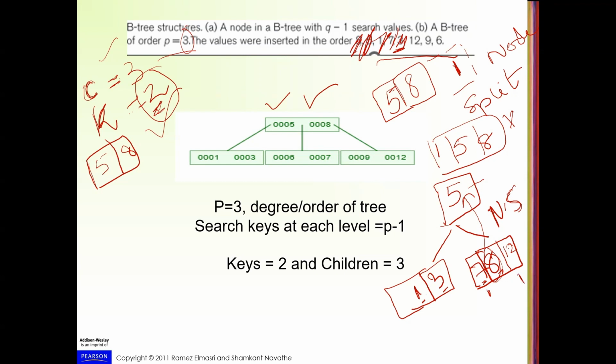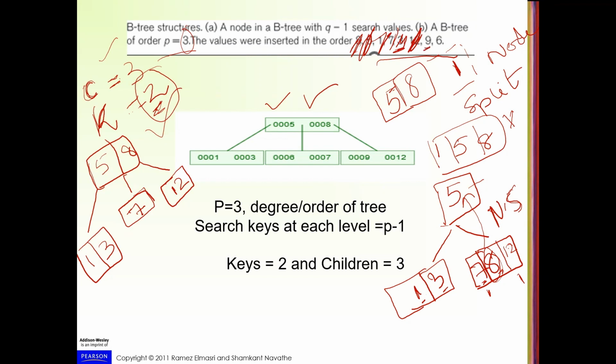So 7 is falling between 5 and 8, so this becomes the middle child. So I'm going to put 7 here and 12 as a right child of 8, because 12 is greater than 8. And then in the left child, I have 1 and 3 unchanged. So we inserted 12 also.